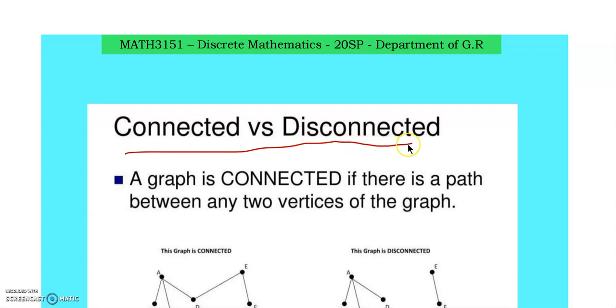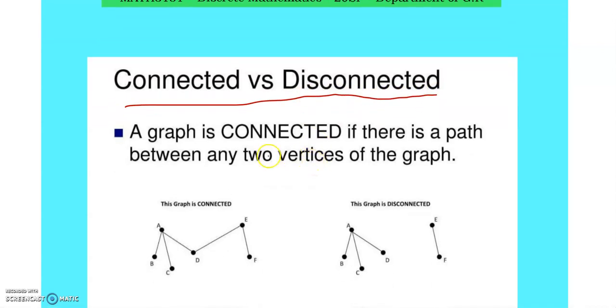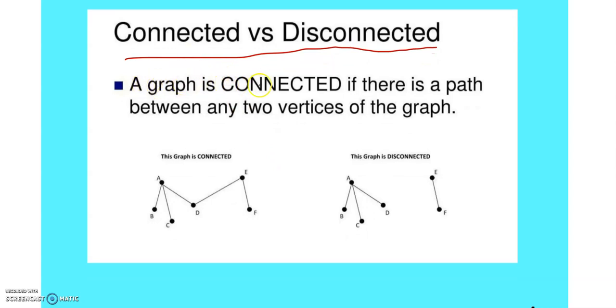Now, what is a connected graph and what is a disconnected graph? A graph is connected if there is a path between any two vertices of the graph. Suppose you take the vertices B and E, definitely you can find a path. But this graph is called disconnected. Suppose you take C and E, can you find a path from C to E? No, because from E or F to this part, there is no edge. That's why we cannot find a path.